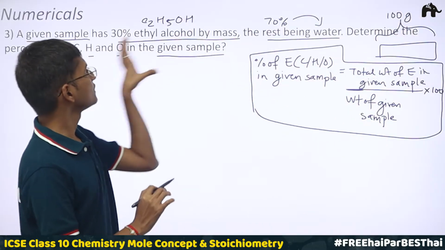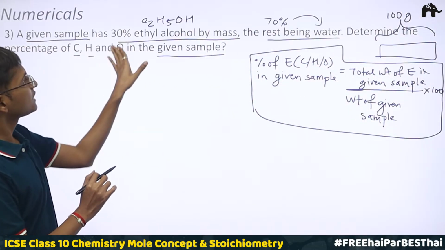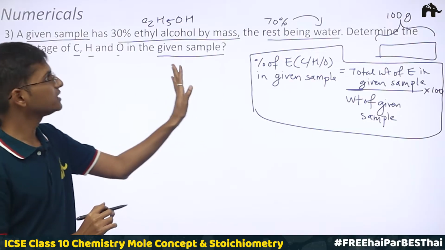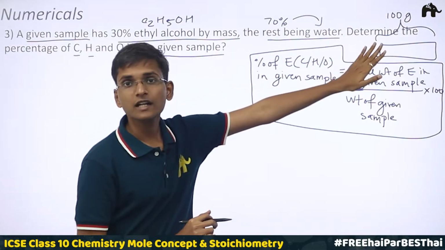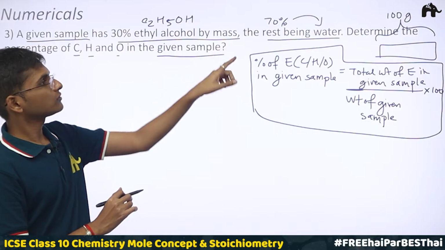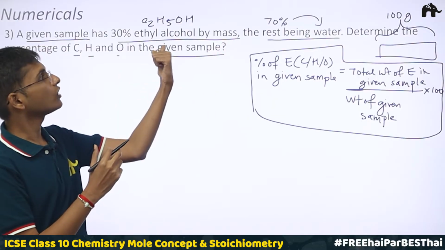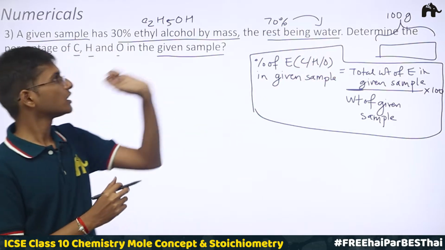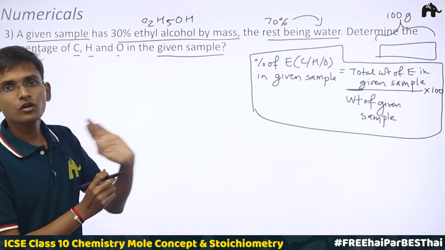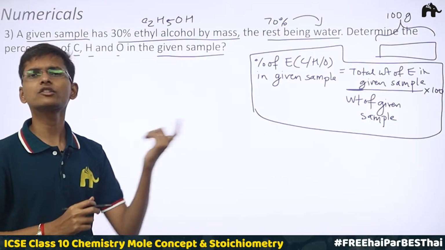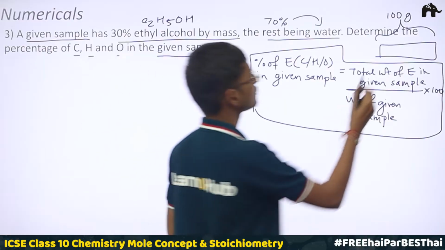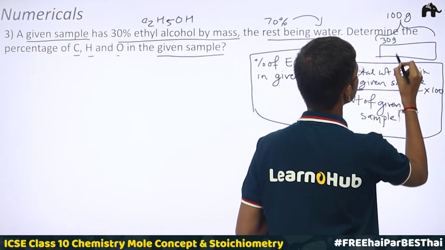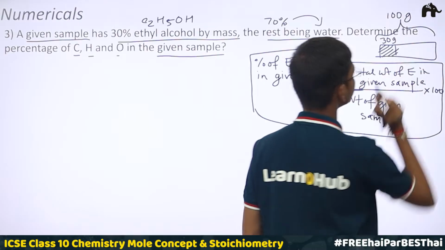Now what they are saying is, in a given sample, 30% is ethyl alcohol by mass, which means that out of this 100 grams, 30% is ethyl alcohol. Okay, and by mass, that's why I have taken grams. So 30% is ethyl alcohol out of the 100 grams. So what is 30% of 100 grams? 30 grams, right? So I'm just writing here 30 grams. This part is ethyl alcohol.